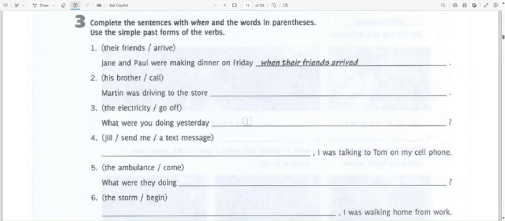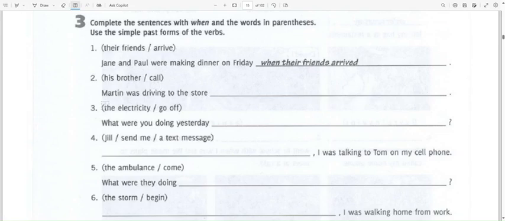Now let's look at this one. Complete the sentences with when and the words in parentheses. Use the simple past form of the verbs. So we have to use the simple past form of the verbs to complete these sentences. Jane and Paul were making dinner on Friday when their friends arrived. We have to use when and the simple past form of the verbs which are given within the brackets.